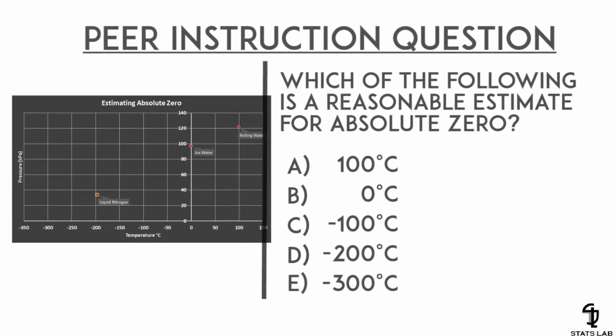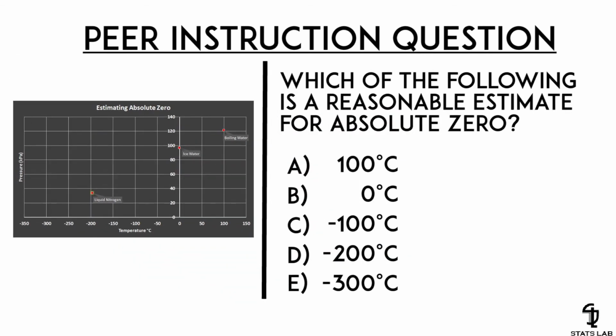Can you use this graph to estimate a value for absolute zero? The value of temperature where the pressure is zero because the particles are no longer moving. Which of the following is a reasonable estimate for absolute zero? Please record your vote on a piece of paper and explain your reasoning. Your instructor will now stop the video.